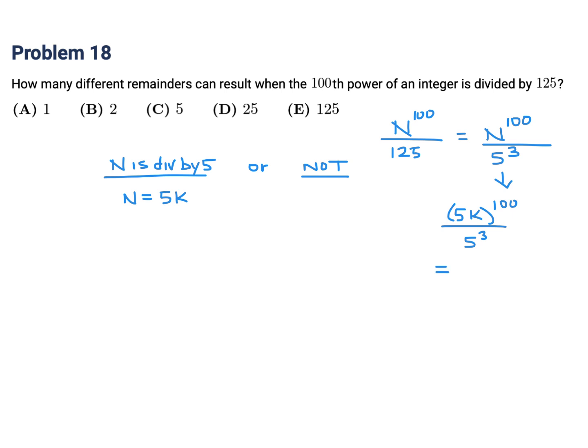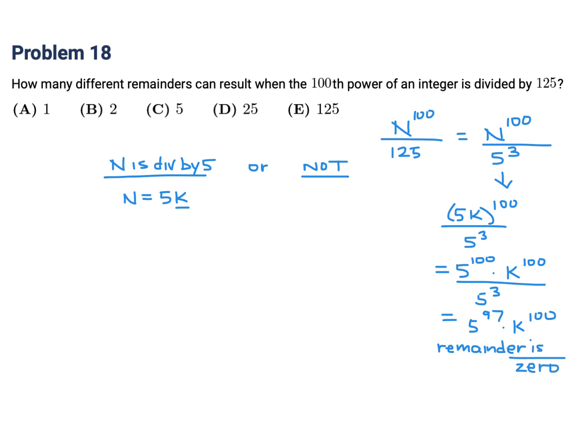And let's see, that's going to be 5 to the power of 100 times k to the power of 100 over 5 to the power of 3. And that's just 5 to the power of 97 times k to the power of 100. So you get an integer answer, because remember, k is an integer. So the remainder here is 0.